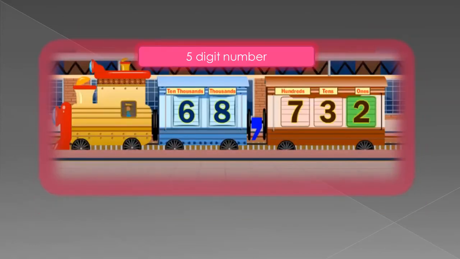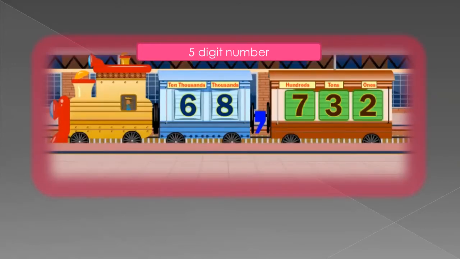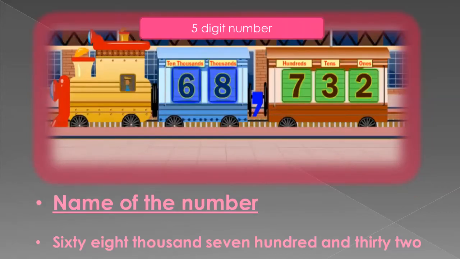The number 6, 8, 7, 3, 2 will be read and written as 68,000, sixty, eight, thousand, 732 in the same way.